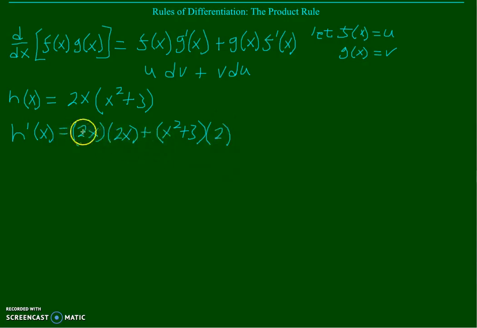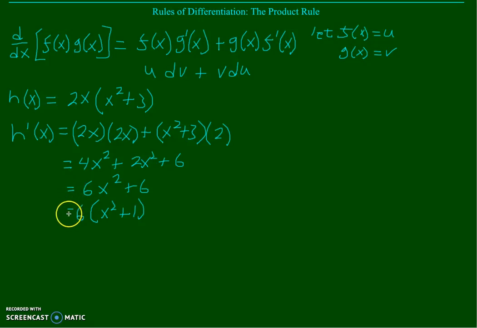Now we simplify. 2x times 2x is 4x squared, plus 2 times x squared is 2x squared. 2 times 3 is 6. 4x squared plus 2x squared is 6x squared plus 6. And we can go ahead and factor out the 6, and we have x squared plus 1. And that's our final result.